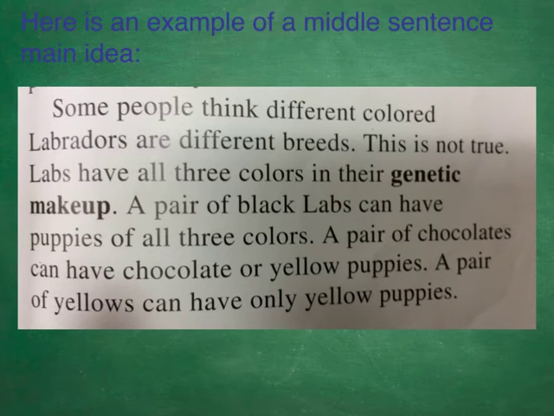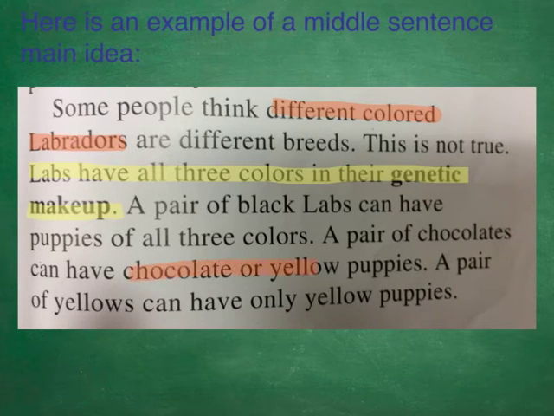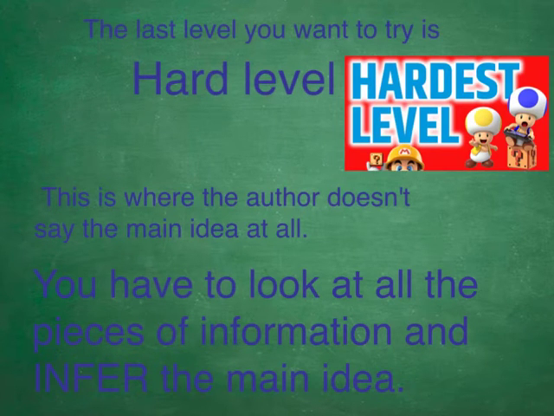So in this one, I hear them talking about all these different colors, but the main idea is that Labs have all three colors in their genetic makeup. The other details around there, maybe different colored Labradors, chocolate or yellow, yellows can have only yellows, but all of those ideas are talking about the Labs having all three colors in their genetic makeup. That's the main idea. The last level is the hard level, and it can be kind of difficult.